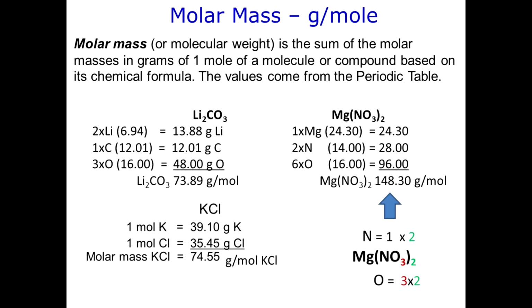Now, when you have parentheses, for example, in the case of magnesium nitrate, the 2 outside the parentheses must be multiplied times everything inside it. Therefore, in the case of magnesium nitrate, you have 2 times the value for nitrogen, and you have 6 times the value for oxygen. So be aware of that.